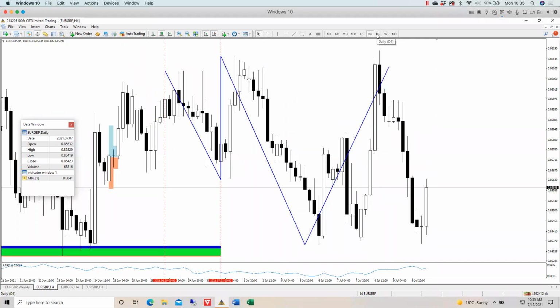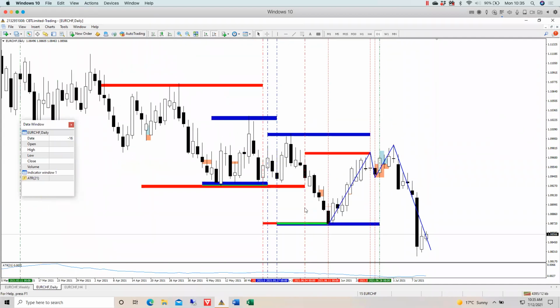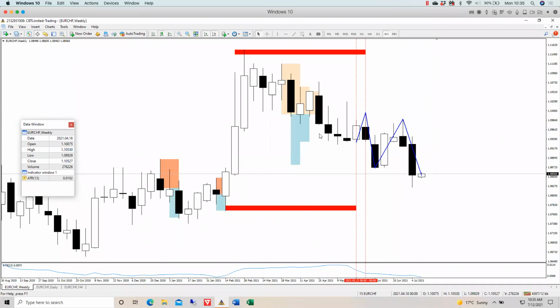Yeah, I didn't even look for any overlays on this. So Euro Swiss obviously did something interesting. You know that this is my least favorite pair. On weekly, we still have this weak bearish cyclicity intact. It's just coming down in a very slow channel over here.